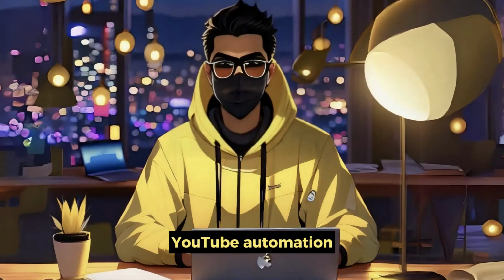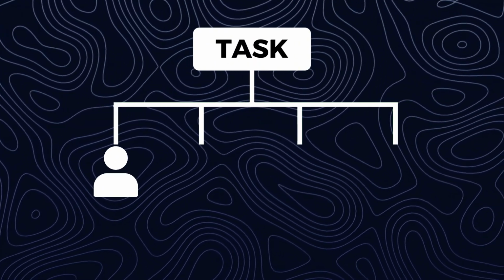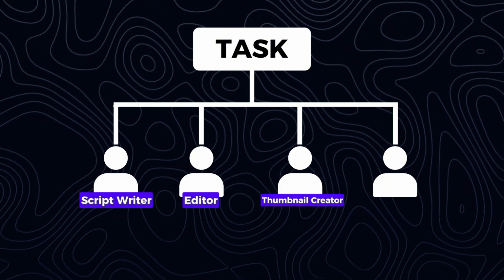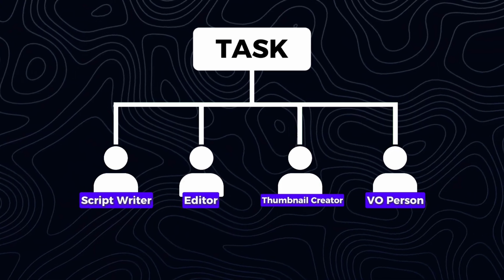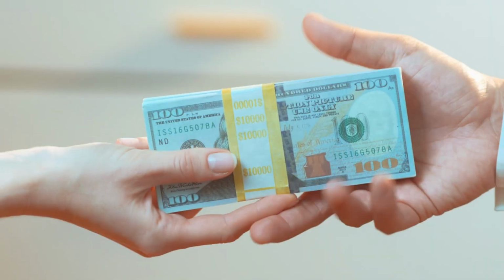Now, when it comes to YouTube automation and when people discuss the process, it usually means giving away different tasks to different freelancers. For example, having a scriptwriter, a YouTube editor, a thumbnail creator, a voiceover person. But to begin, this can be expensive, and you're going to have to find people on Fiverr, Upwork, etc. and actually pay them to do this.